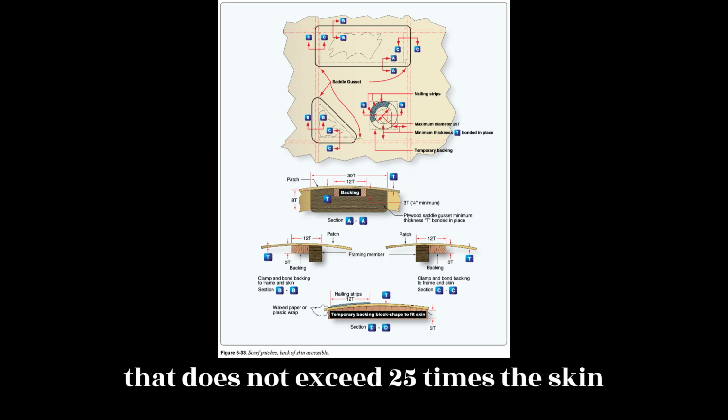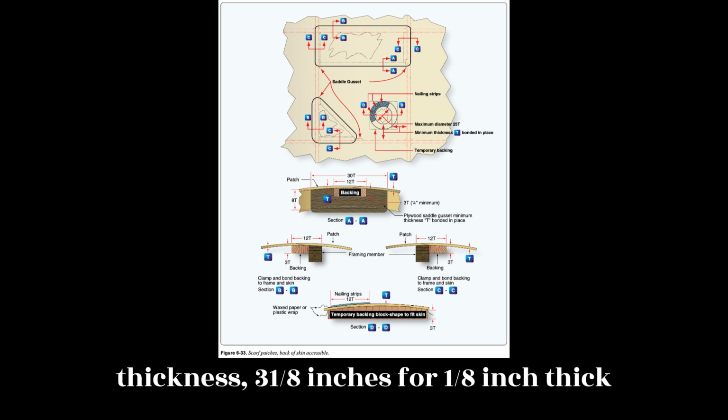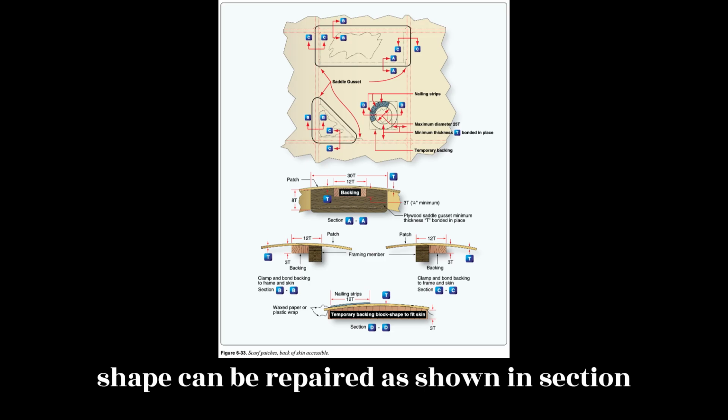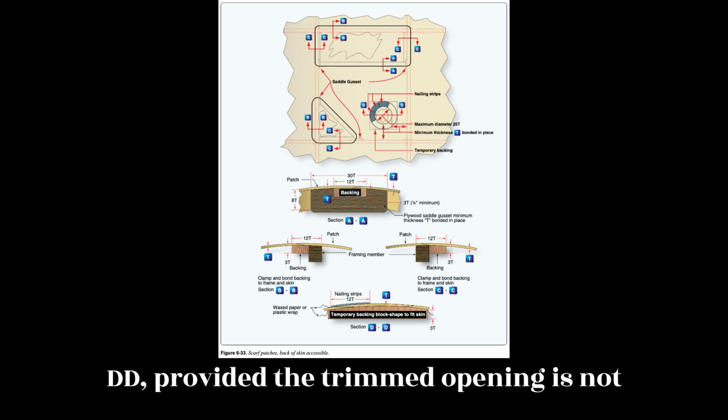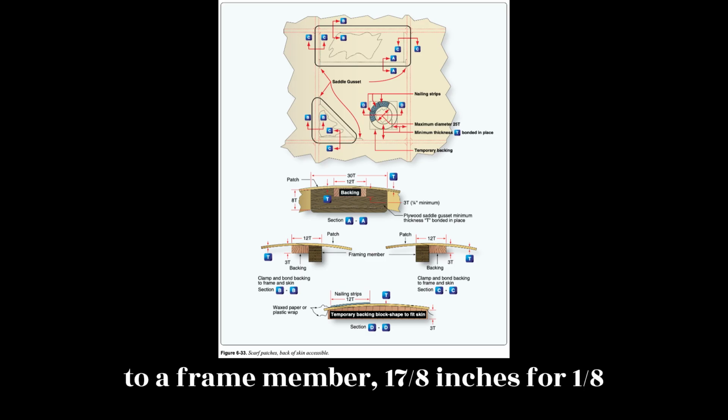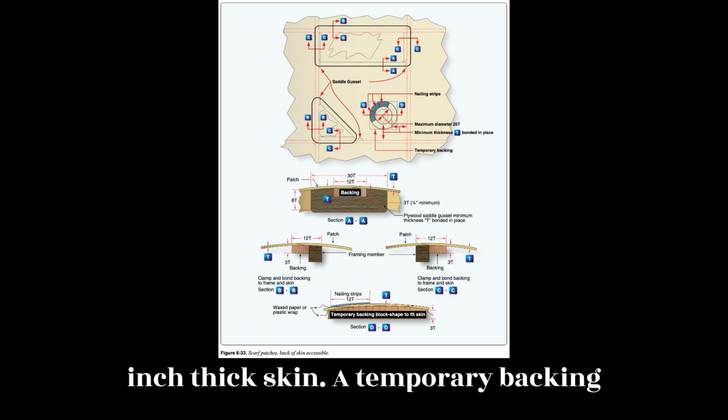Damage that does not exceed 25 times the skin thickness, 3 1/8 inches for 1/8 inch thick skin, after being trimmed to a circular shape, can be repaired as shown in Section DD, provided the trimmed opening is not nearer than 15 times the skin thickness to a frame member, 1 7/8 inches for 1/8 inch thick skin.